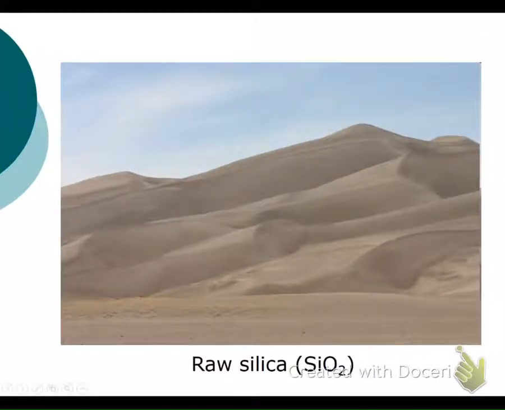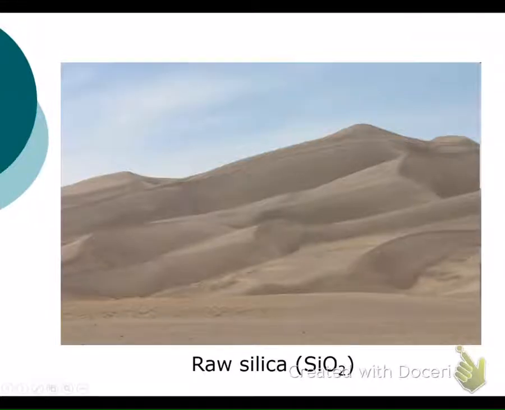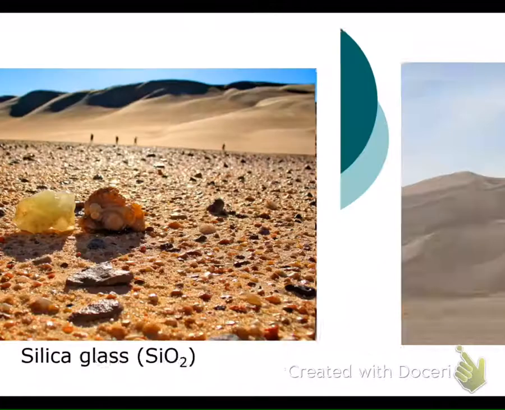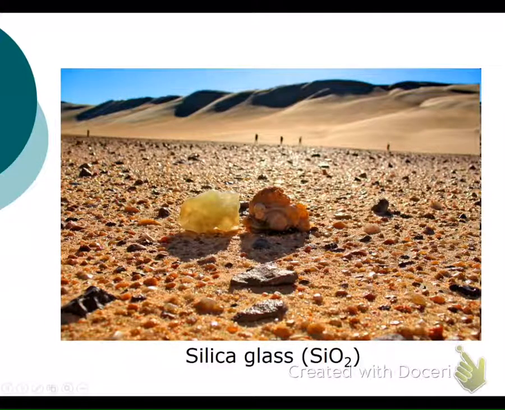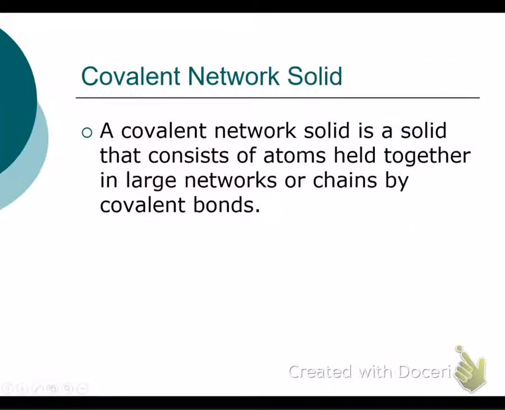Here's an example, or a picture I should say, of silicon dioxide, raw sand. You can't really see the pretty crystals when you look at raw sand, but if you look at silica glass, which many of you have seen, you can start seeing the crystalline structure here. And it looks more like an ionic salt. So a covalent network solid, again, is a solid that consists of atoms held together by interconnected chains of covalent bonds.